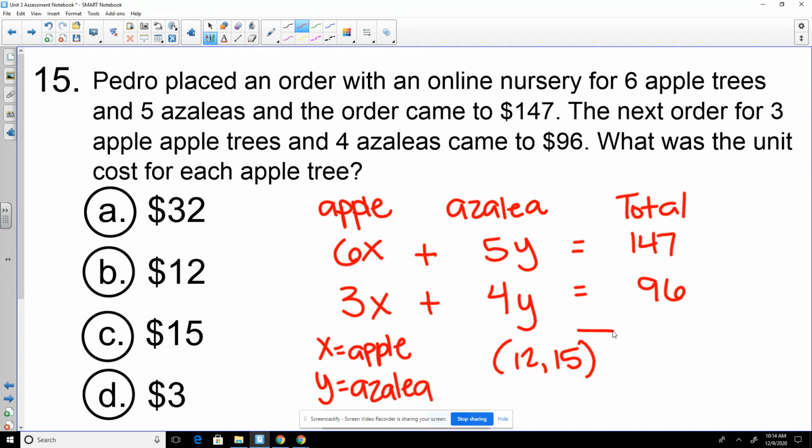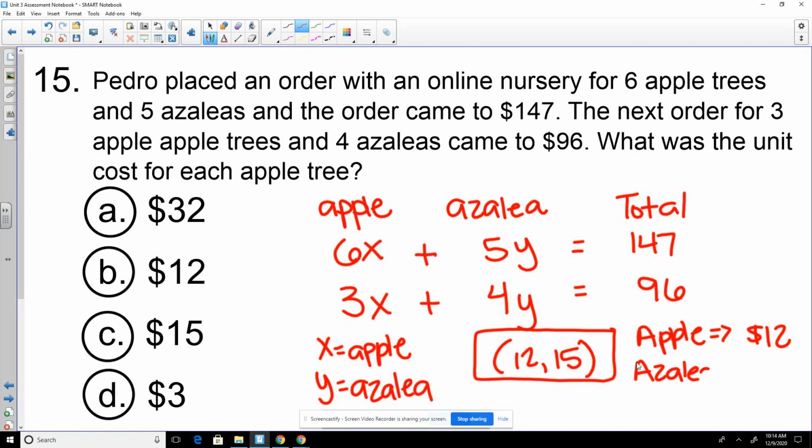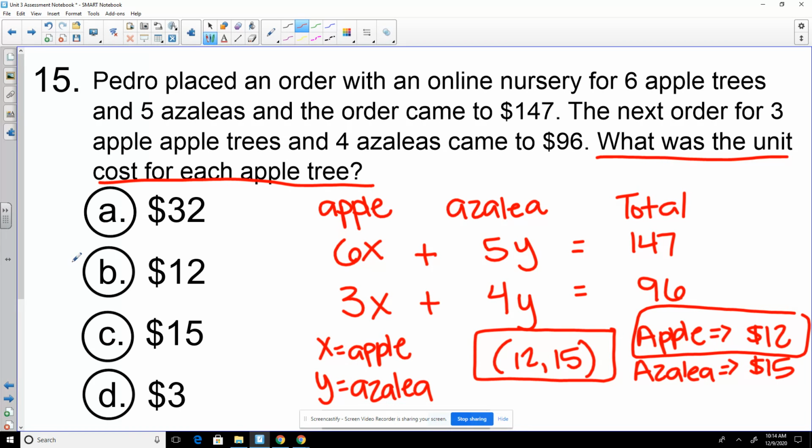Well, what does that mean? That means that apple trees are $12, and azalea trees are $15. The question is, what was the unit cost for each apple tree? Apples were $12. So you would select B, $12.